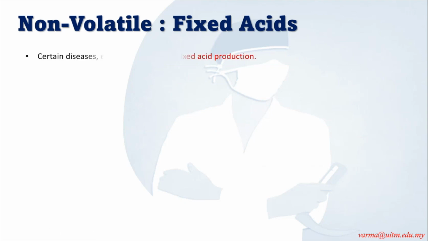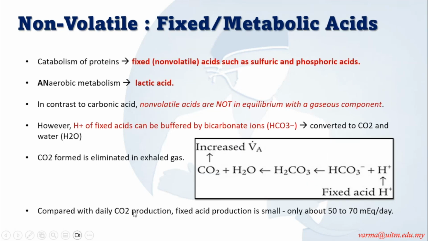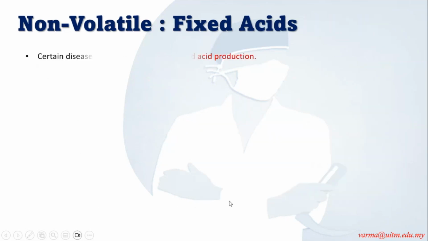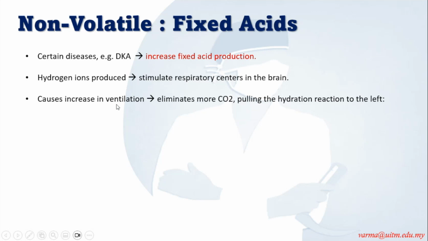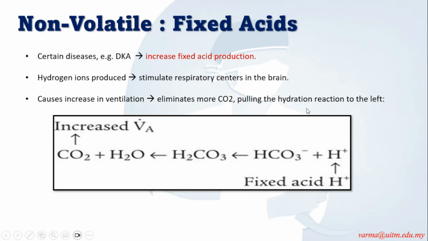Non-volatile fixed acid: in certain diseases, we have increased fixed acid production. Here I've mentioned, compared with daily carbon dioxide production, fixed acid production is small. However, in certain pathological states, for example in DKA, we have increased fixed acid production, or in a pathological state such as hypoxia, increased lactic acid production. Here it will be keto acid production. So the hydrogen ions produced stimulate respiratory centers in the brain, causing an increase in ventilation to eliminate more CO2, pulling the hydration reaction to the left.